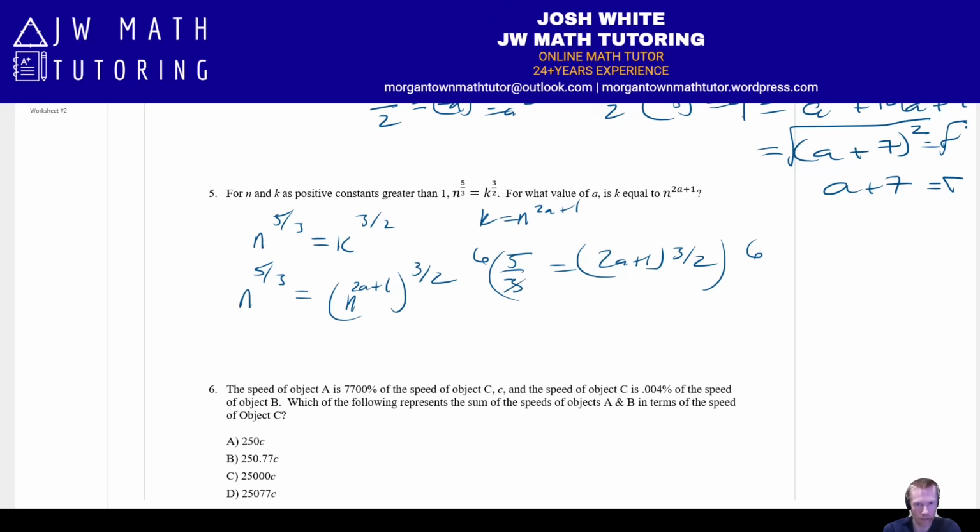and get rid of those. On the left side, 3 goes into 6 twice, I get 10. On the right side, 2 goes into 6 3 times, I made this 3 a 9. So then 9 times 2 is 18a plus 9. 18a equals 1. Divide by 18, a equals 1/18.